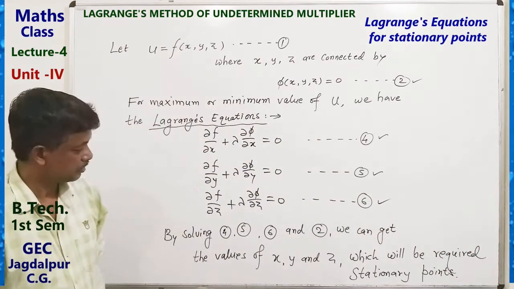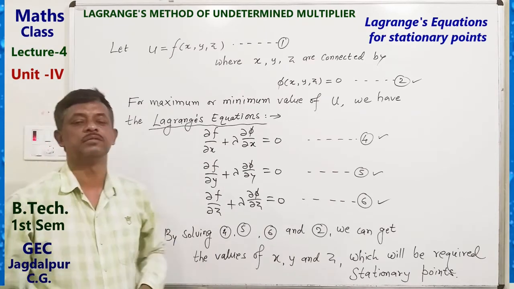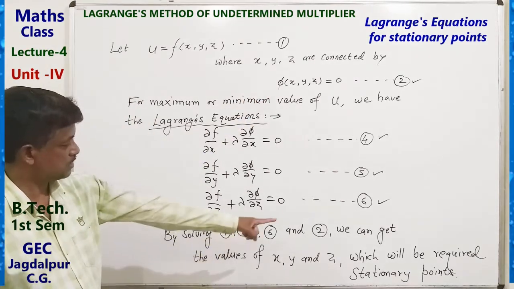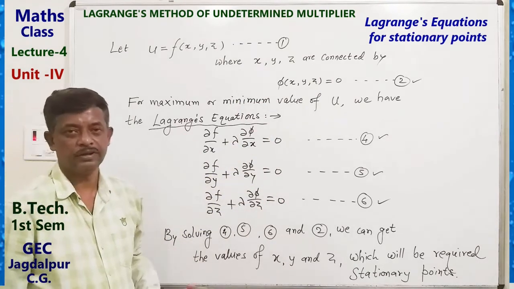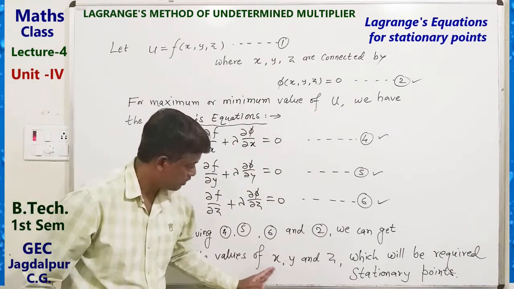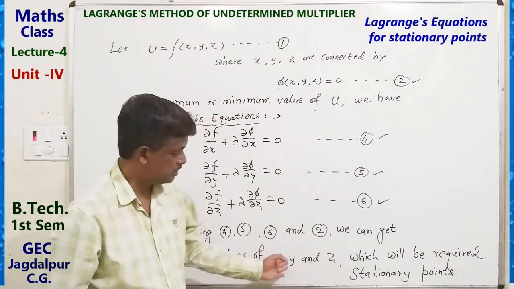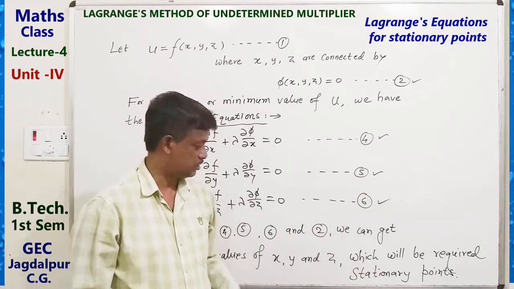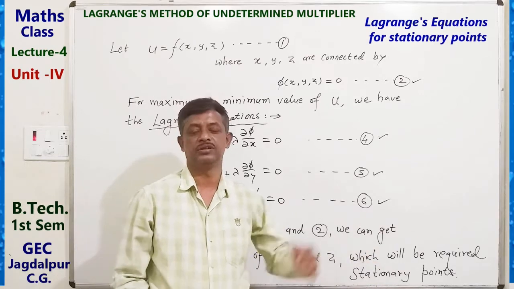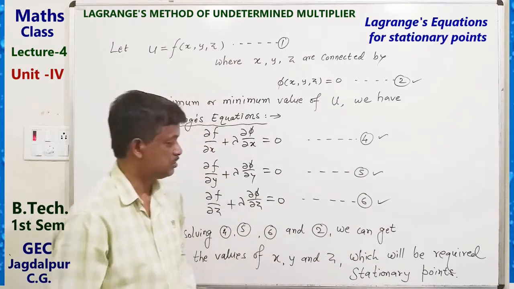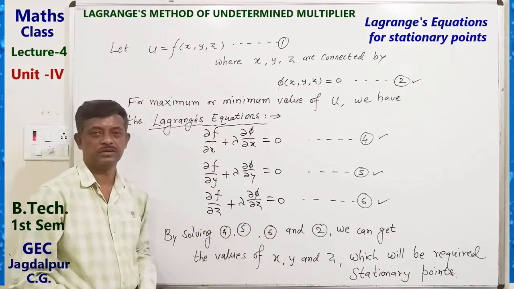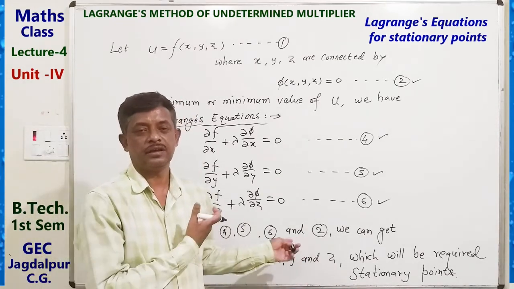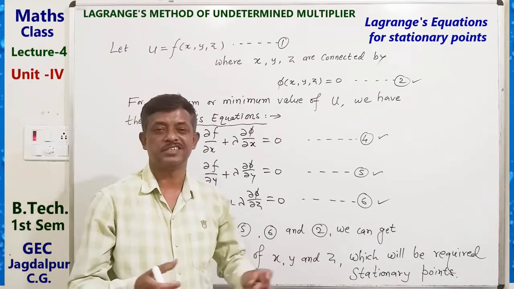Clear? These three equations can be solved with these relations 4, 5, 6 and 2, and we can find the values of x, y, z, and these values of x, y, z give the stationary points, which will be the required stationary points. So this is the method for finding stationary values.